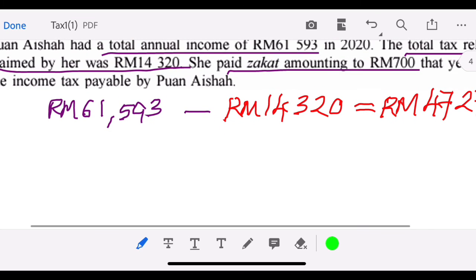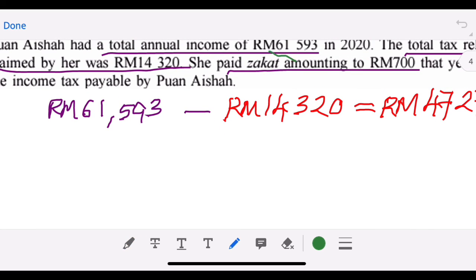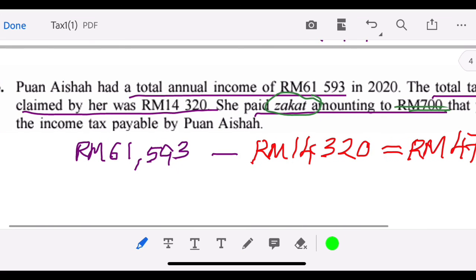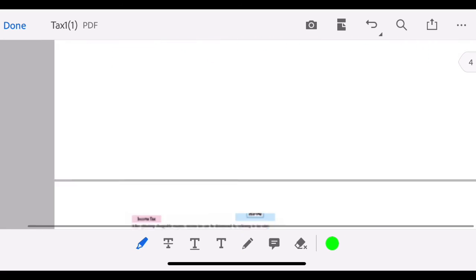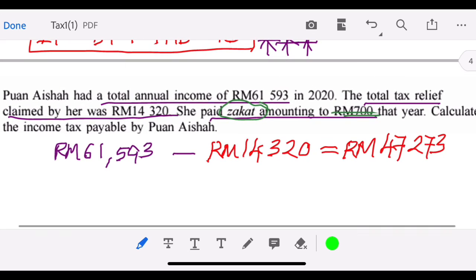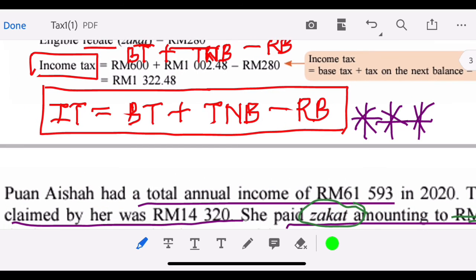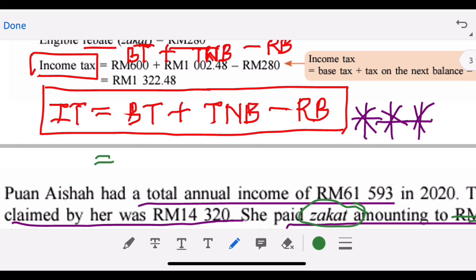So we have to check carefully. There is a zakat that can be categorized under tax relief, right? So that's the way you calculate the income tax. Remember, the base tax, which is 600, plus the tax on the next balance, which is 981.84, and we have to minus out the rebate, which is 700.